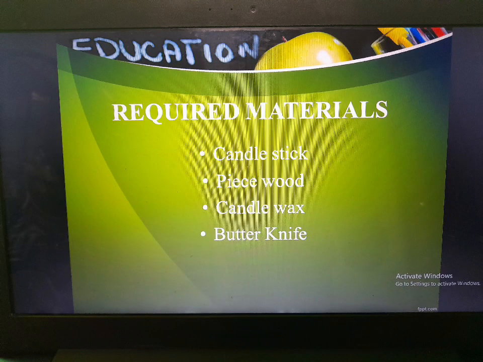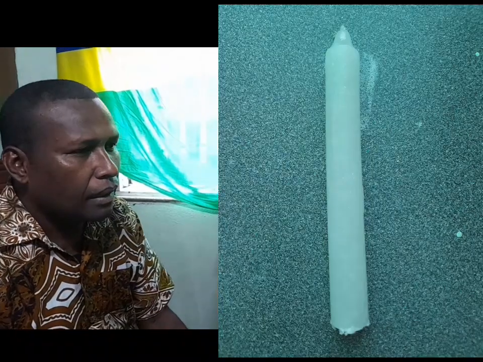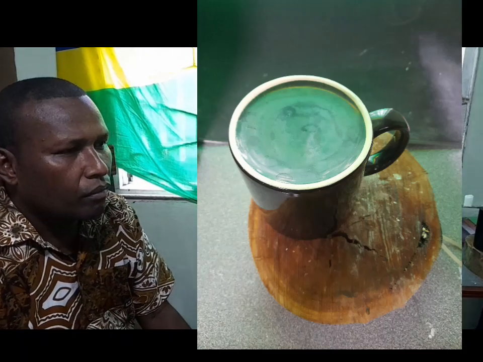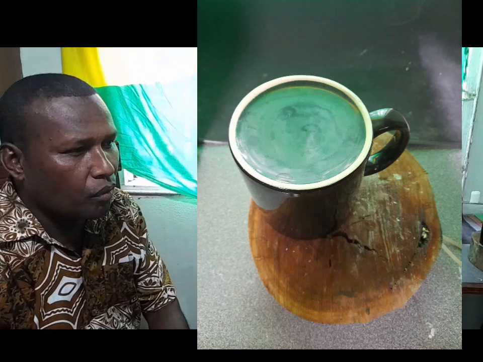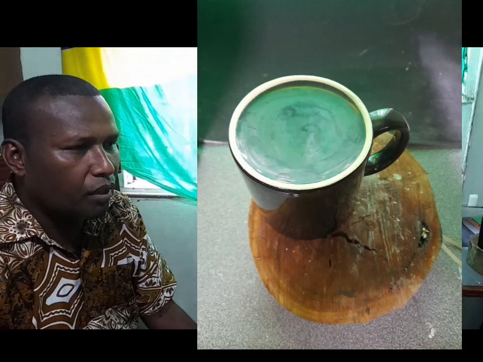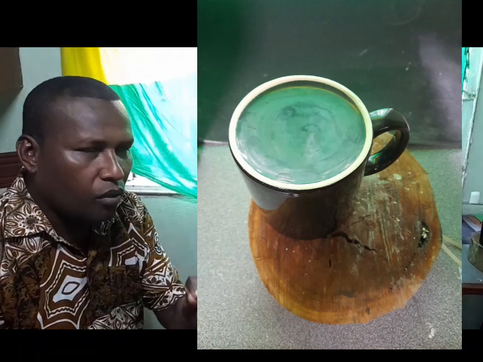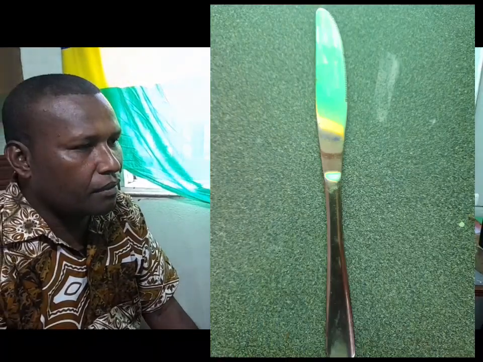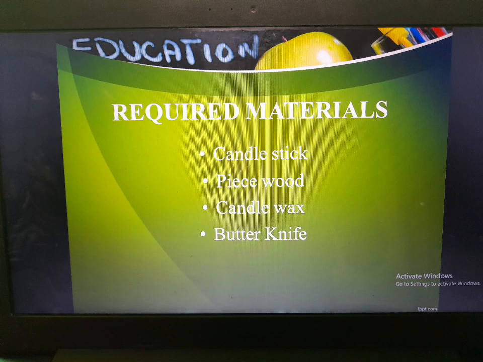There are a few materials needed for this class. There will be an experiment today. Materials needed are as follows: a candlestick, a piece of wood or something improvised, which can be a cup or whatever, candle wax, matches, and a buttered knife. This experiment is designed for readily available resources. In other words, improvisation.